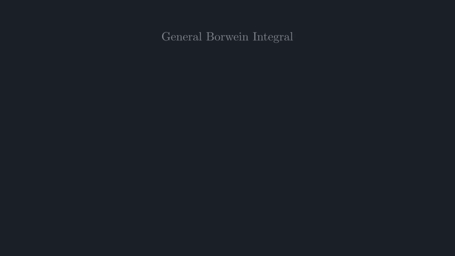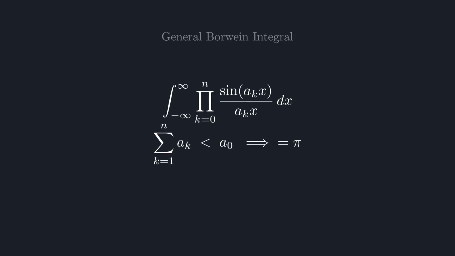This is not a coincidence specific to odd numbers. Borwein and Borwein showed that any sequence of positive numbers will produce the same pattern. The product of sinc functions with these parameters integrates to pi as long as the sum of all parameters except the first is less than the first parameter. The moment the sum exceeds that threshold, the integral drops below pi.